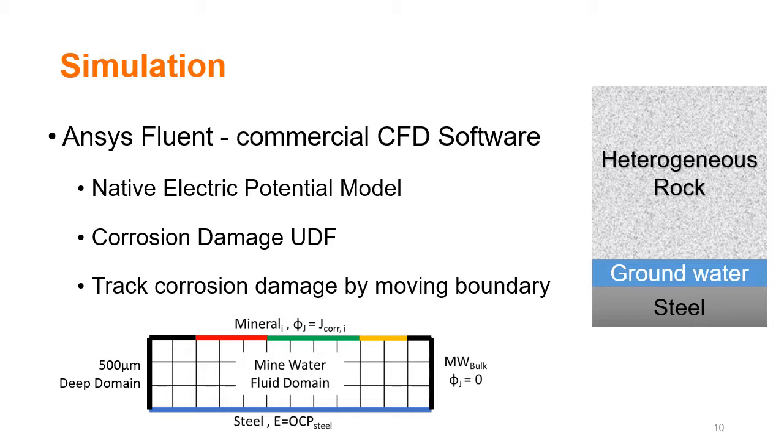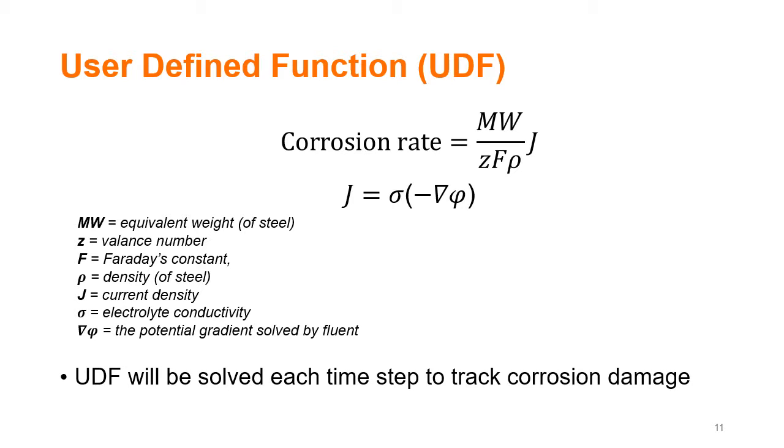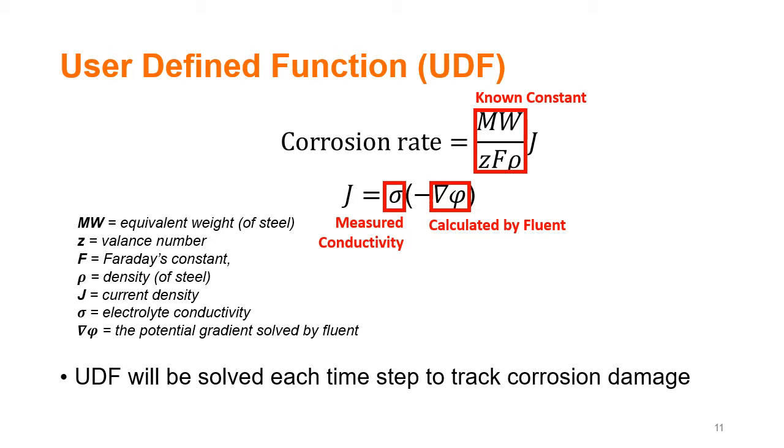Here you see a simplified boundary condition with individual current density for segmented minerals and constant potential at the steel surface. The UDF I use to track the corrosion damage calculates the corrosion rate of steel as a function of equivalent weight of steel and current density over valence number, Faraday's constant, and density, where current density is electrolyte conductivity times the negative potential gradient that is solved by Fluent.